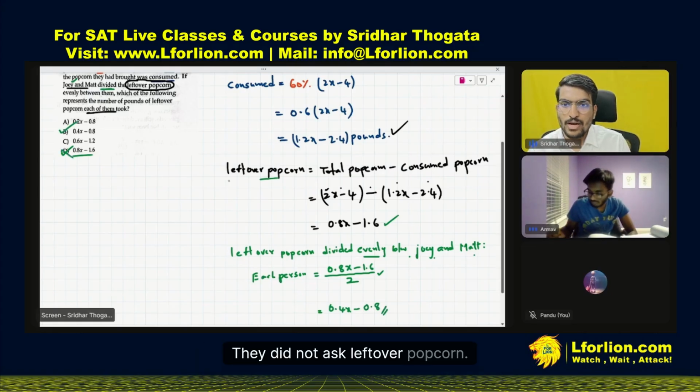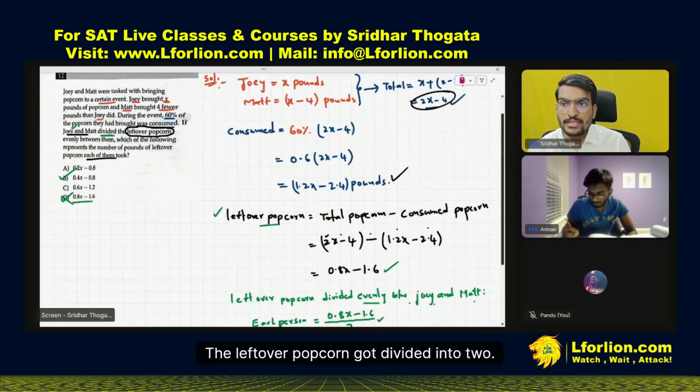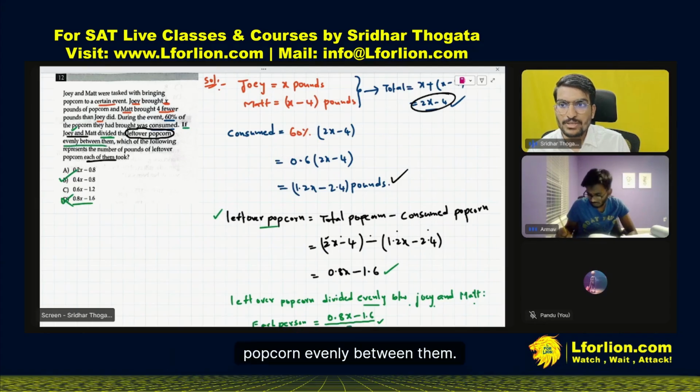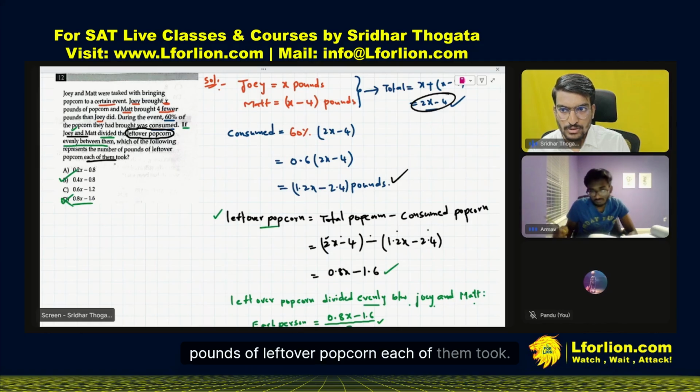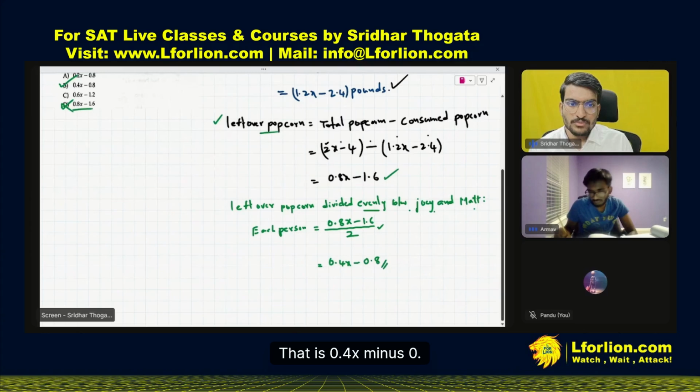They did not ask for the leftover popcorn. They asked for the leftover popcorn divided between two persons, Joe and Matt. You can see, if Joe and Matt divided the leftover popcorn evenly between them, which of the following represents the number of pounds of leftover popcorn each of them took? Scroll down. That is 0.4x minus 0.8.